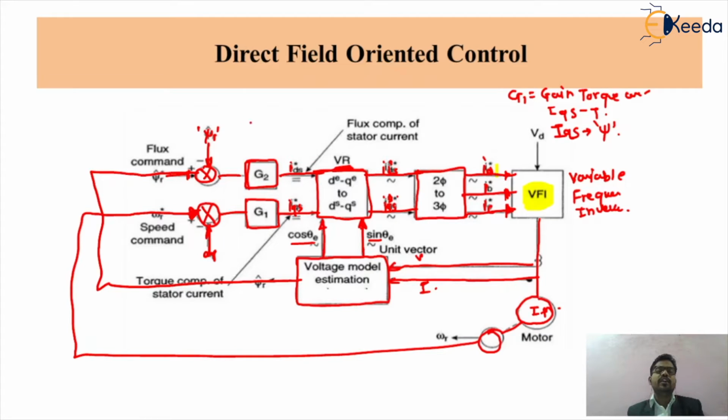So we are getting only two orthogonal components. The first orthogonal component we call flux, that is psi, and the second is torque. So this is called the direct field oriented control scheme.